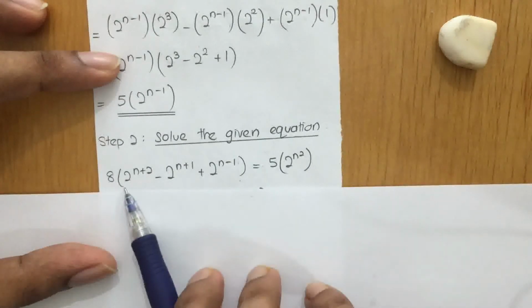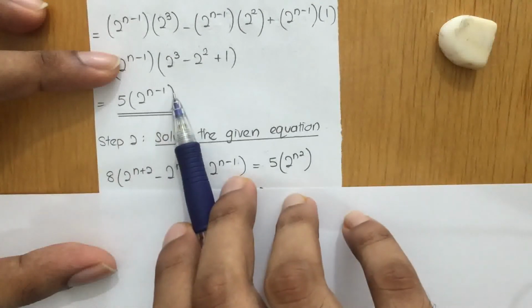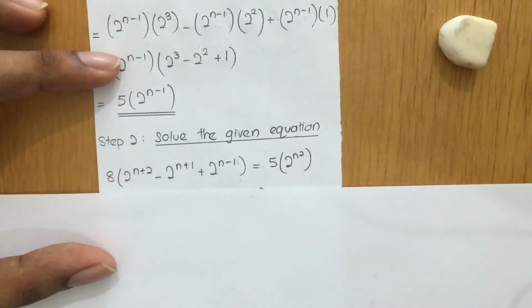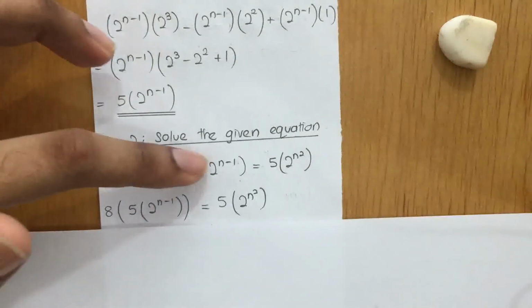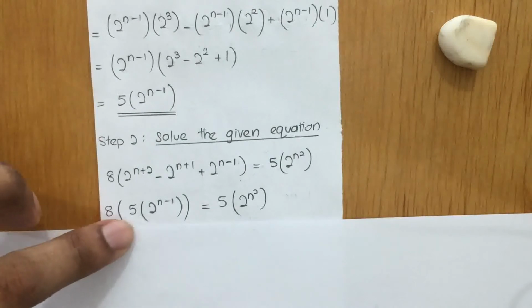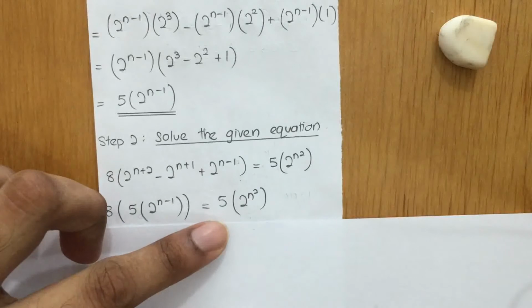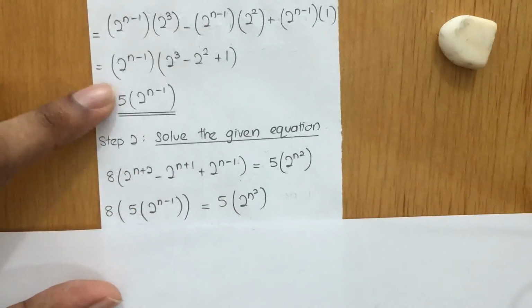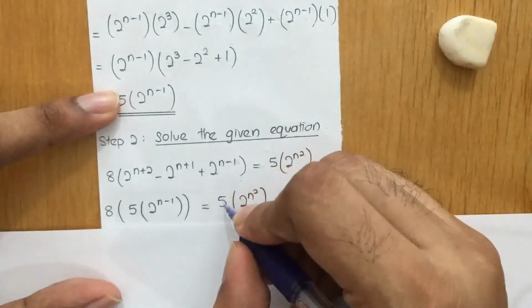Okay, since we have already simplified this form into 5 in a bracket 2 to the power of n minus 1, we just simply replace this. Okay, so from here let us continue to the next step. This 3 term is already reduced into this form, 5 in a bracket 2 to the power of n minus 1, where you get 8 in a bracket 5 times 2 to the power of n minus 1 close bracket equals 5 in a bracket 2 to the power of n squared. Okay, since you have 5 and 5 on both sides, you can simplify them.